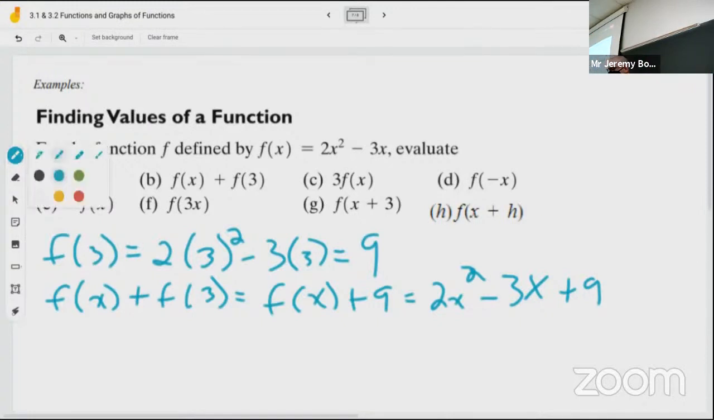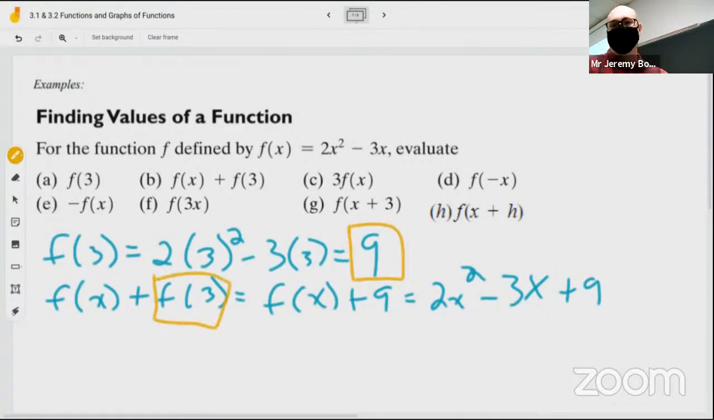And so we're able to do that just because we know that f of 3 is 9 already. If you didn't know what f of 3 was, then you would need to work it out. Any questions on that one? That's like the only new one.